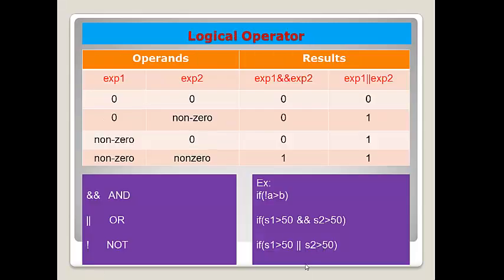The next type is the logical operator. The logical operators are and, or, not: totally three kinds of operators. The double ampersand symbol is the operator symbol for logical and. Two pipeline symbols are the logical or. This symbol represents the logical or. The exclamation symbol represents the logical not.